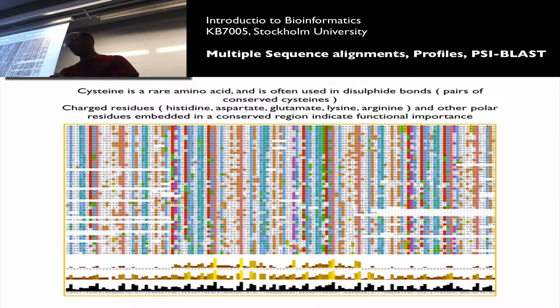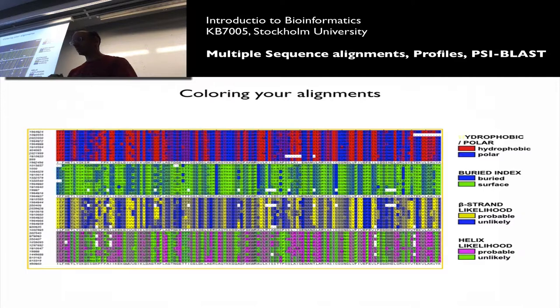But the important thing when you look at this is to color it. What you often have is a coloring scheme. In Jalview, probably the most popular multiple sequence alignment viewer, you can color it by buried index, which is related to how likely a residue is to be buried. You can color it by some probability to be helix or beta strands.